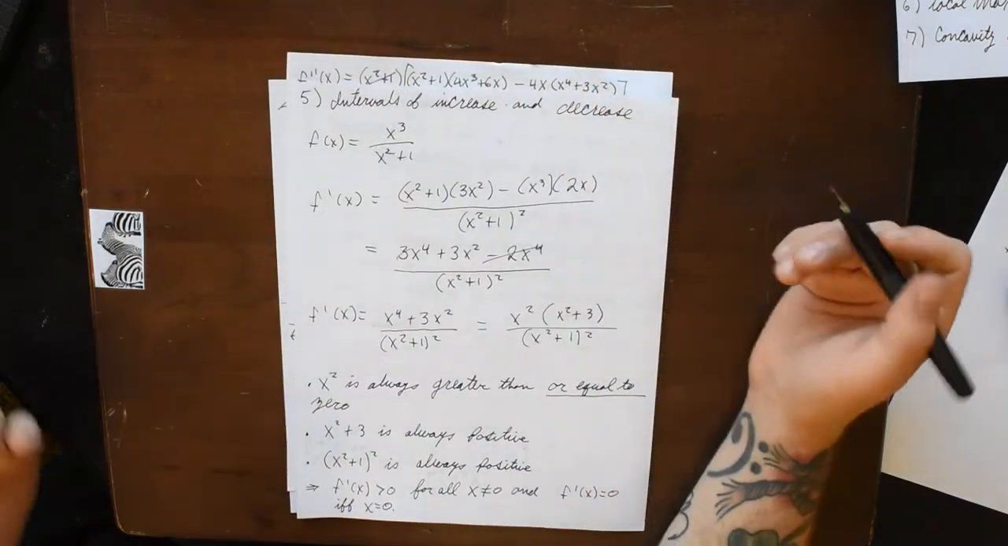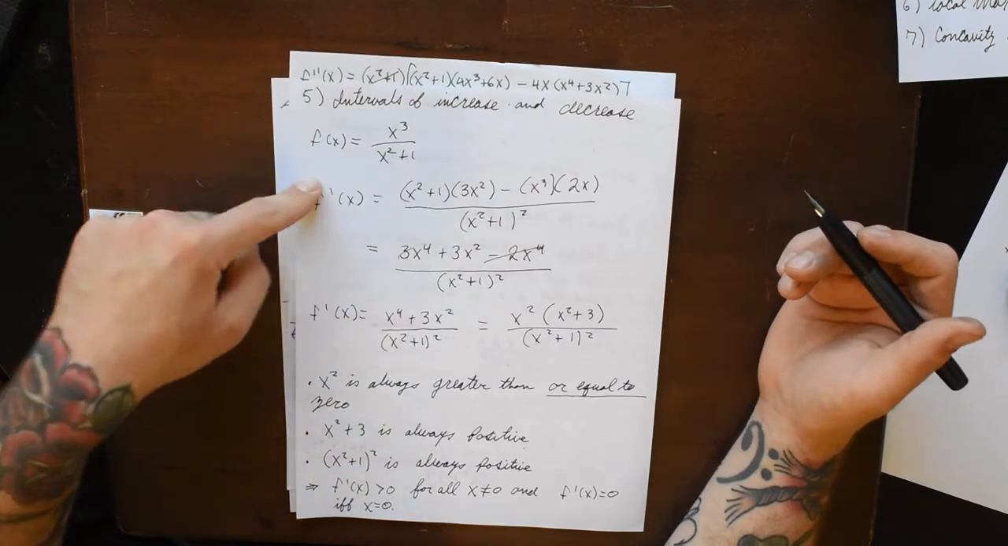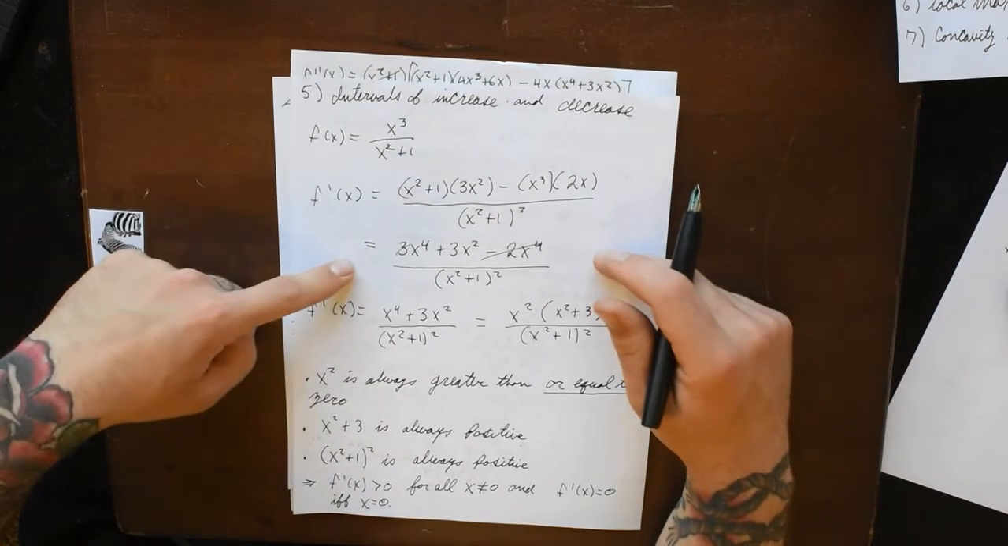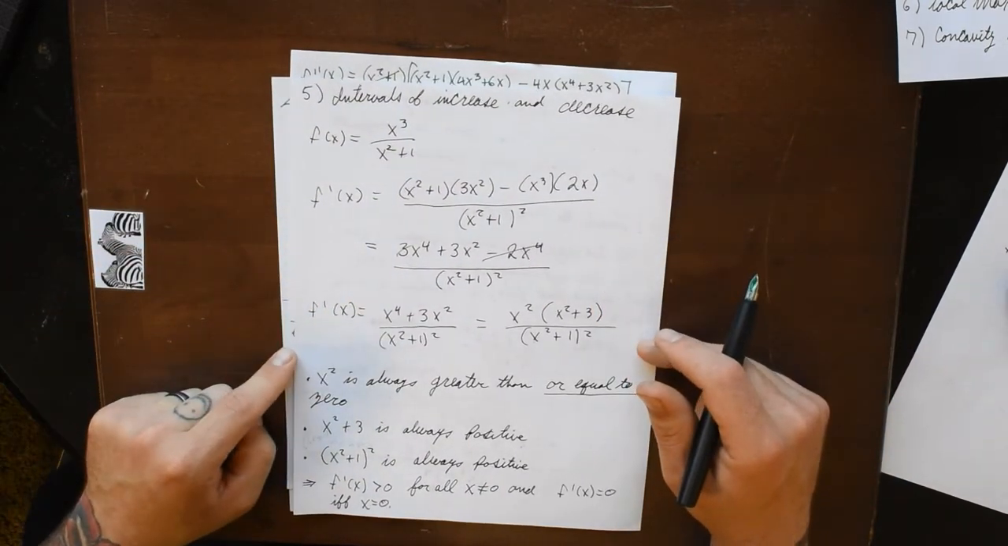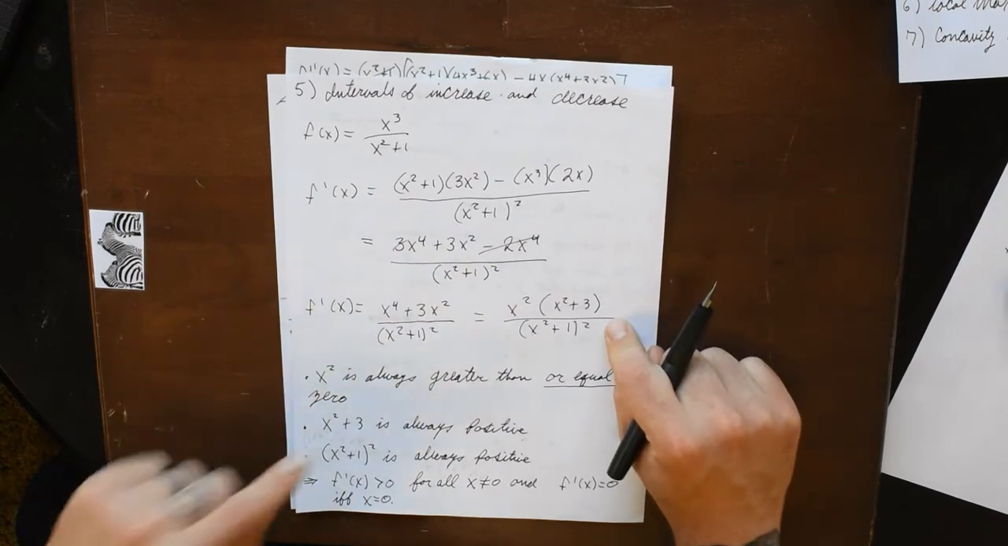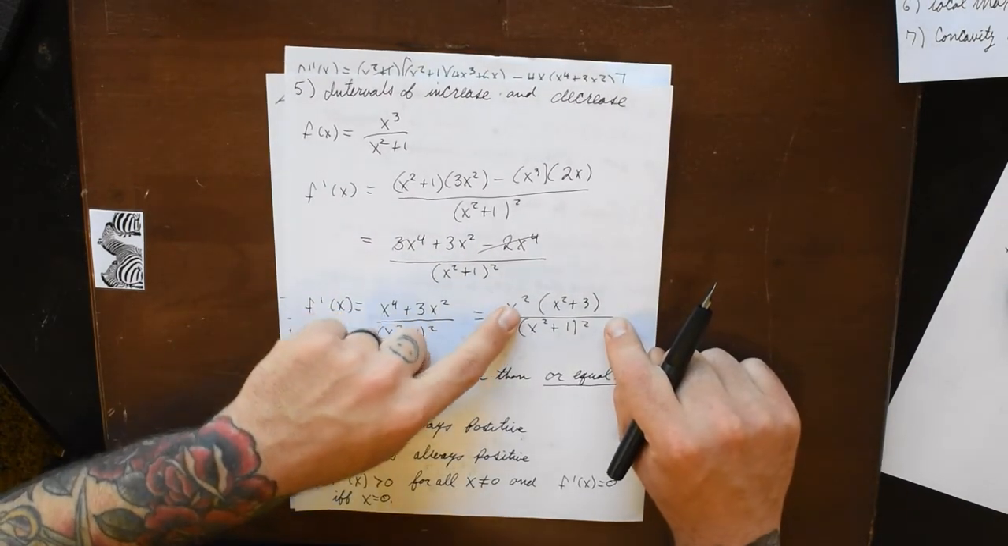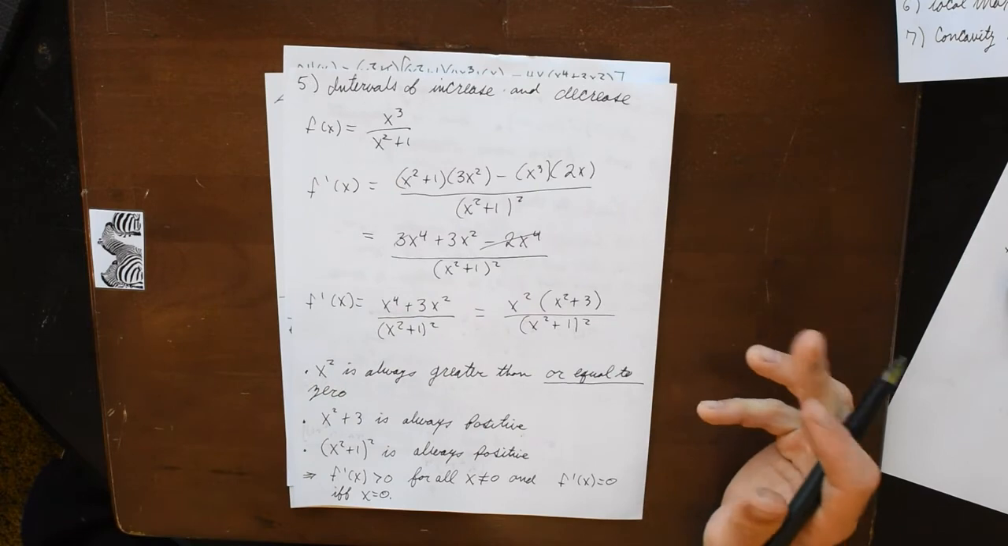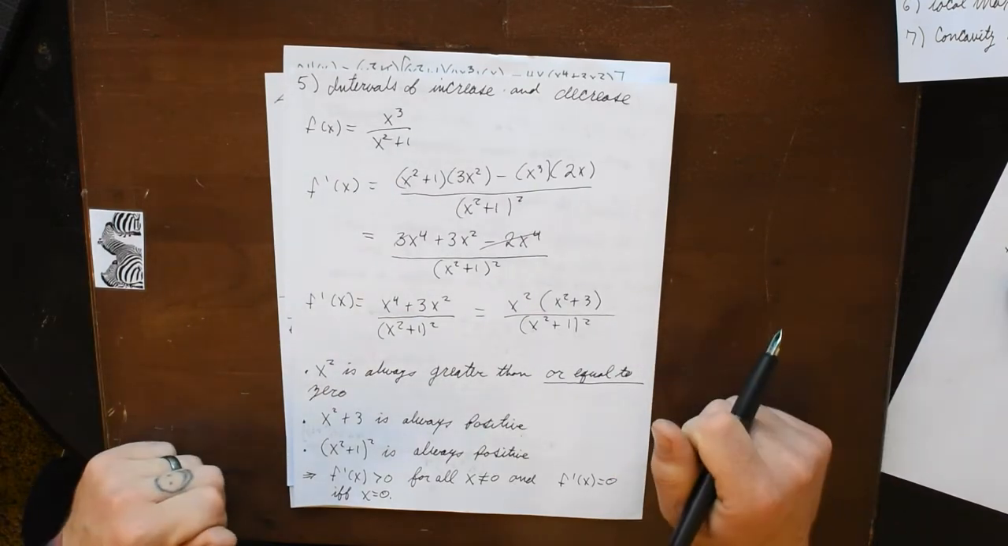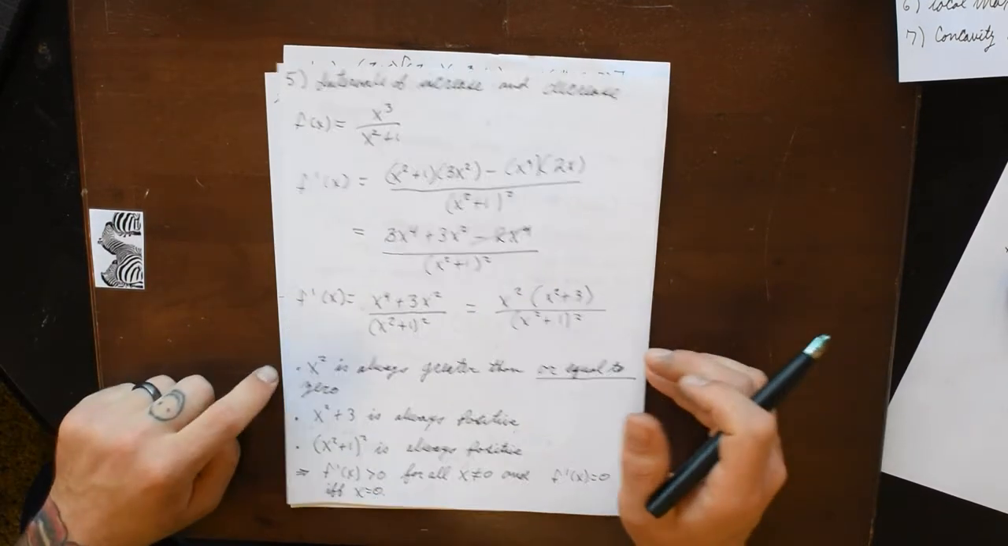For 5, we need intervals of increase or decrease. I used the quotient rule. Be careful with some algebra. And we get down here. I prefer to factor my first derivative. I prefer to factor all my derivatives to kind of see their parts.